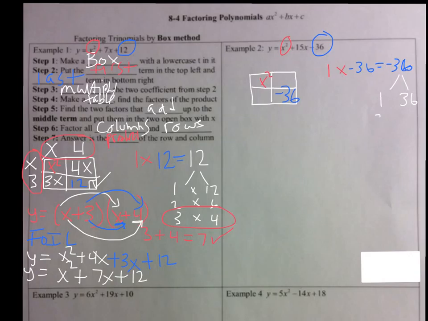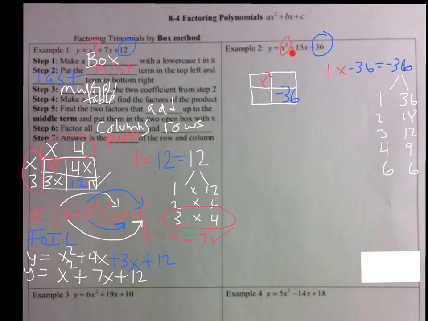We know that 2 times 18 gives us 36. 3 times 12 also gives us 36. 4 times 9 also gives us 36. And lastly, 6 times 6 will also give us 36. Alright, so step number 5. We want to find the two factors that add up to the middle term and put them in the two open boxes with an x. So our goal is to find two of these factors that add up to give us this middle term.